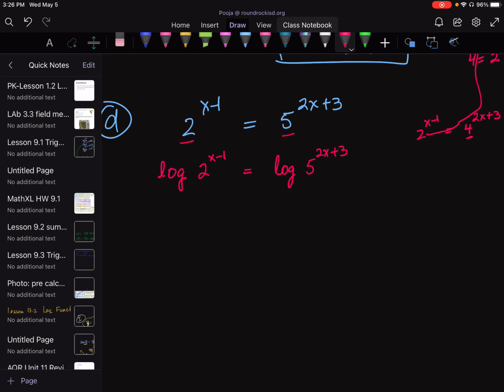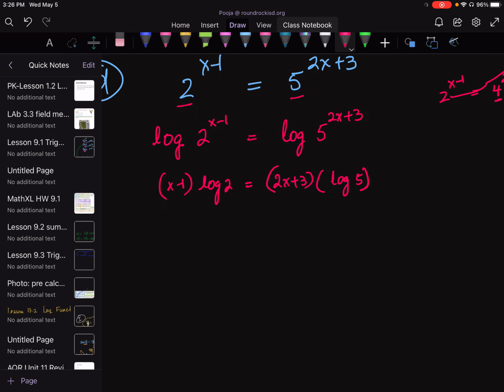And I'll use that same third property. I see a power here, so I'll bring it in the front, x minus 1, and keep that log 2. Same thing here. The exponent is 2x plus 3. I bring it in the front, and log 5. From here, I'm going to do a little bit of algebra, which is distributing. So x times log 2 minus just log 2 equals, distribute that, 2x times log 5 plus 3 times log 5. Treat log 5 as an x in algebra.